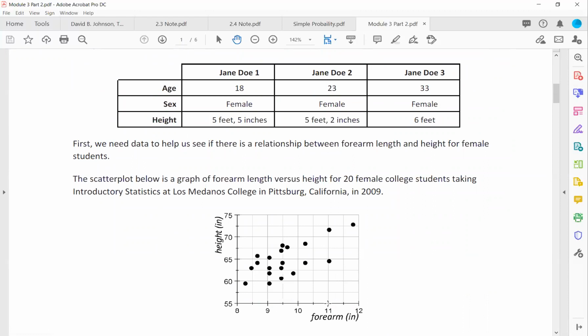What do we see? What is the trend that we see here? Do you see a positive correlation or do you see a negative correlation? How do you analyze this correlation?